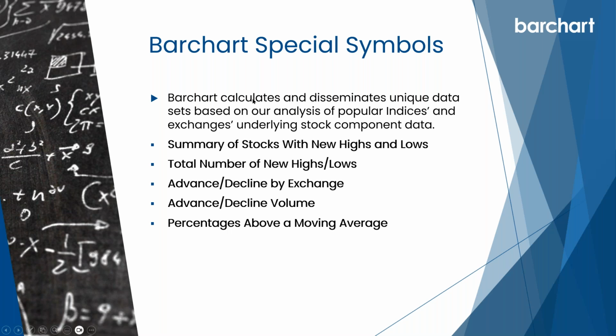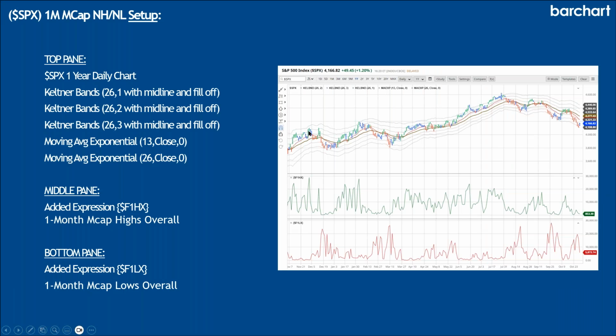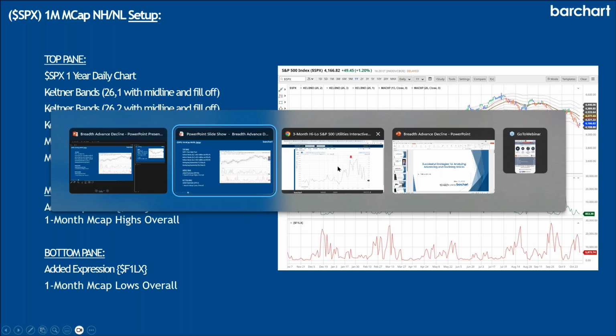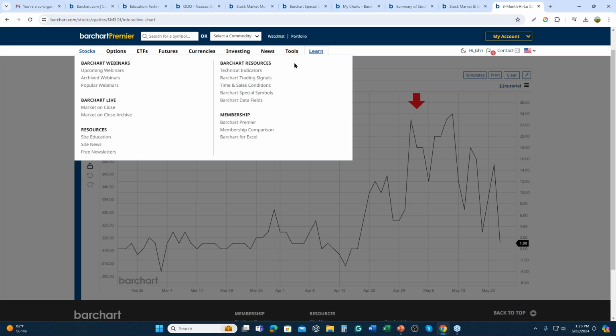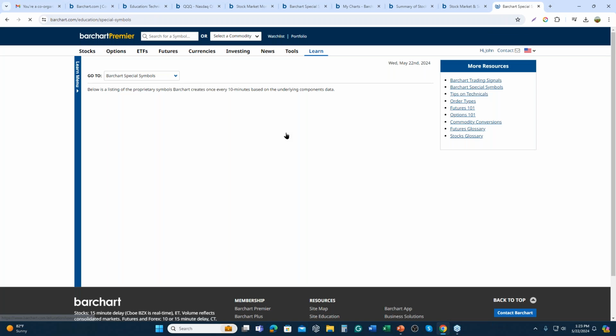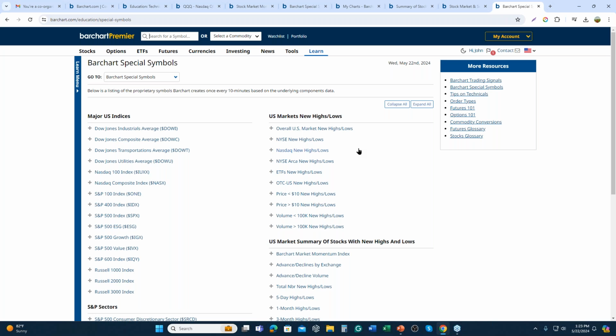Okay, let's see if we can get this to change. And where is my Barchart? There it is. Okay, so I'm back at Barchart. Under the Learn menu, under Barchart resources, you can see where it says Barchart special symbols. Let's go there. This is where you're going to find a lot of those special symbols. I'm going to show you some shortcuts to find these, but this is where you'll find most of them.